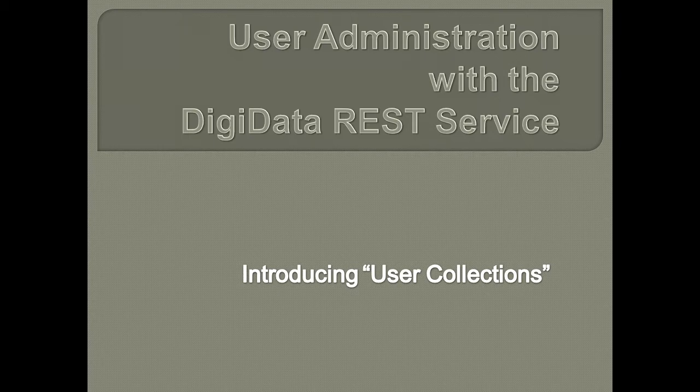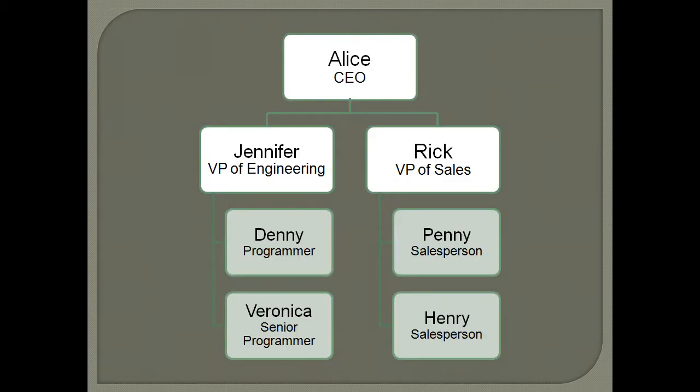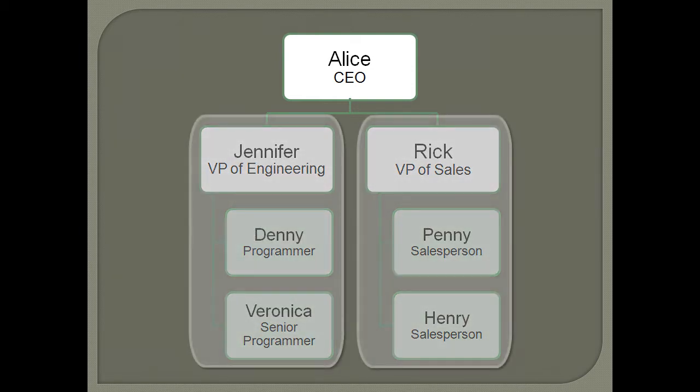Let's look at a quick example. Here is a simple org chart showing a small company with some executives and two departments. Let's suppose that the VPs, Jennifer and Rick, have decided that each department should have its own collaborative storage. To accomplish this, they each create a new user collection and add the workers in their respective departments as members.